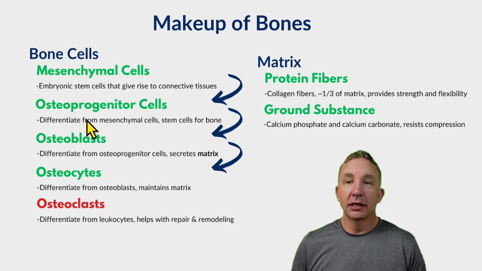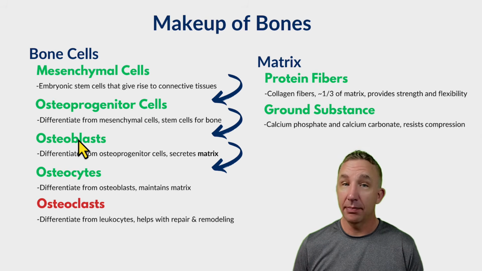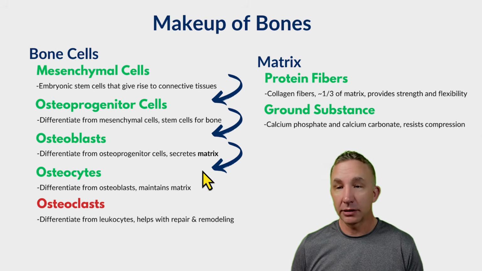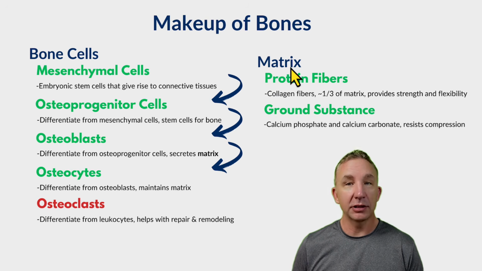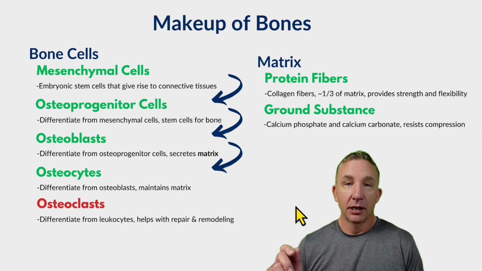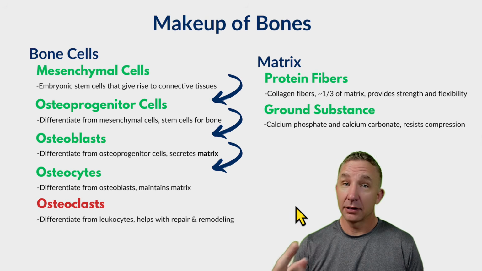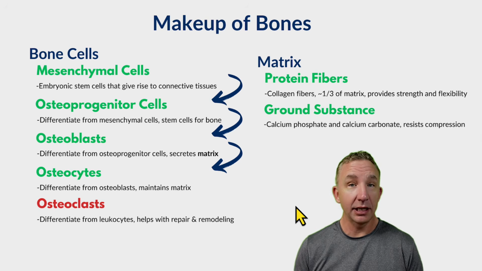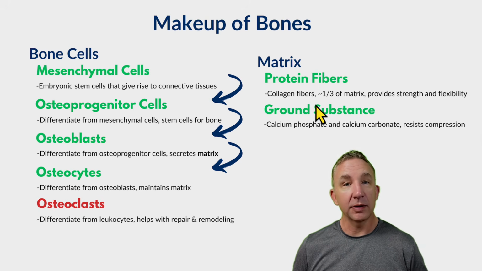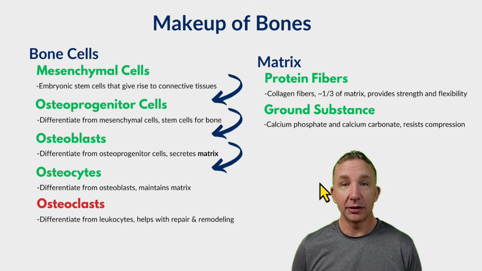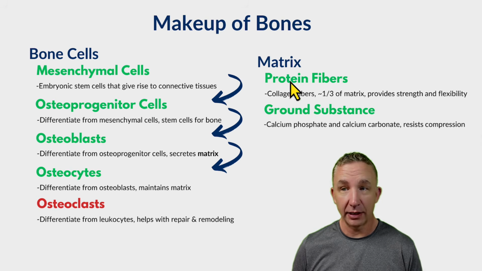the matrix. So the matrix, remember, is made by osteoblasts. So osteoblasts secrete the matrix. Our matrix includes two things, protein fibers and ground substance. Protein fibers, 3 types: collagen, elastic, and reticular. Up to a third of all of the matrix includes our collagen fibers. Remember, collagen fibers are the most abundant and they're the strongest to give us tensile strength.